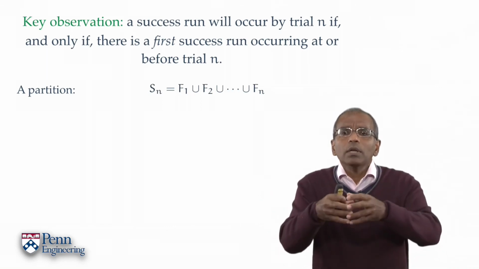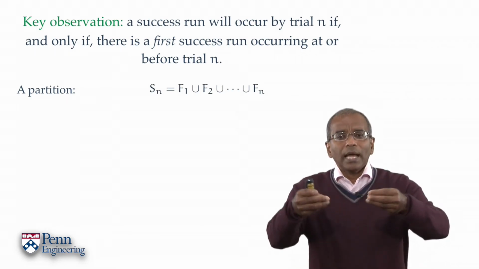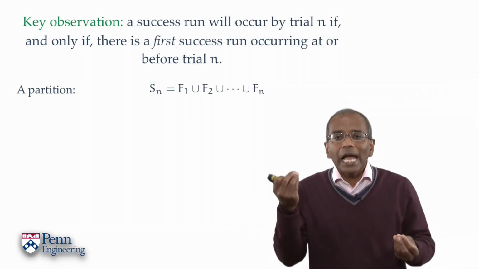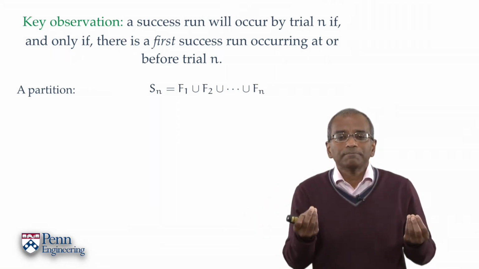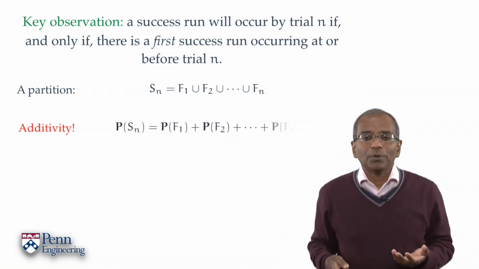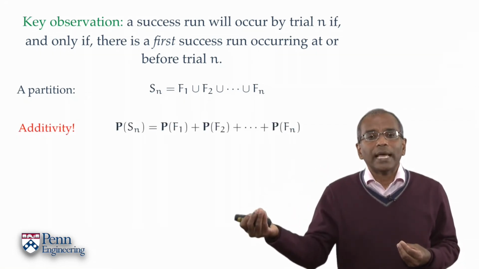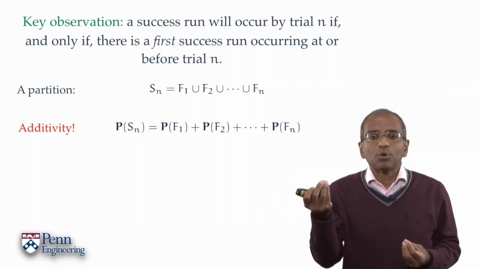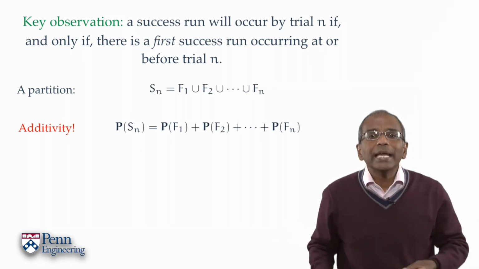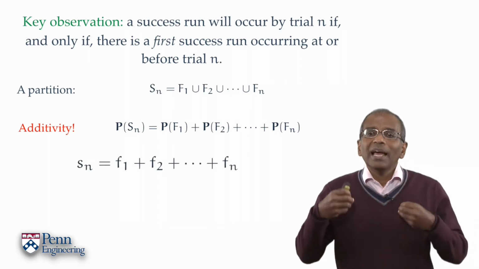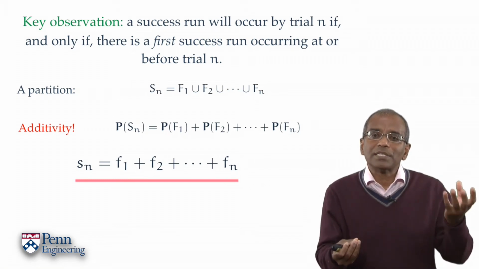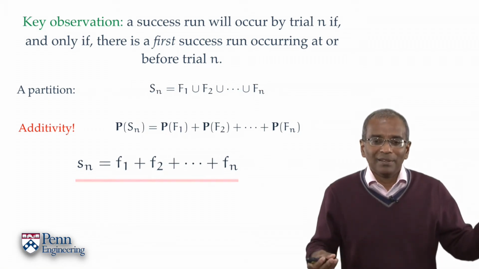Right. So let's say then we have a partition. Sn is a union of n disjoint events F1, F2 through Fn. Of course, the principle of additivity promptly rides to the rescue. The probability of Sn then must be the sum of the attendant probabilities of F1, F2 through Fn, or in our compact notation, Sn must be equal to F1 plus F2 plus F3 through Fn.